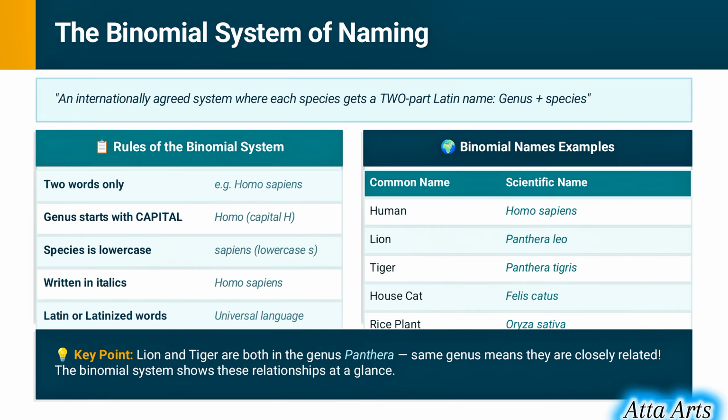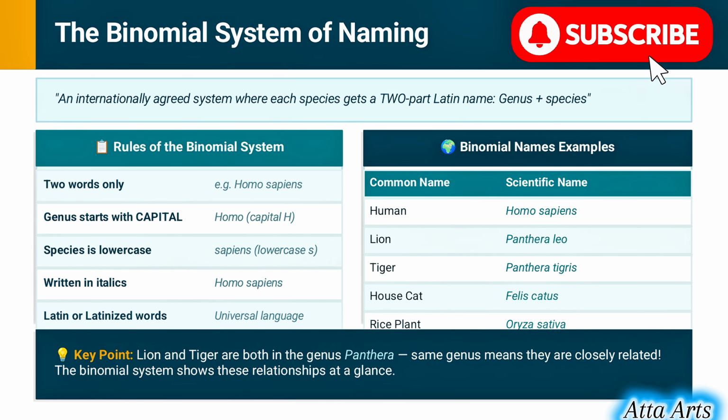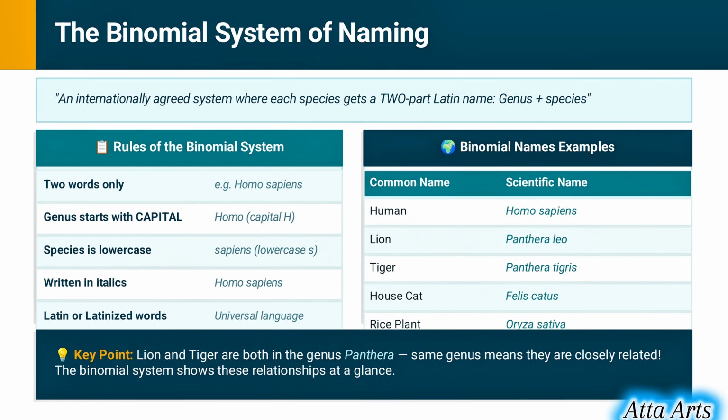The binomial system. Now, once we know what a species is, we need a way to name it, and this is where the binomial system comes in. The definition is: the binomial system is an internationally agreed system where each species is given a two-part Latin name, the genus name and the species name. So, every species on earth has exactly two names, just like how you have a first name and a family name. Now, there are very specific rules for this system, and examiners check these rules carefully.